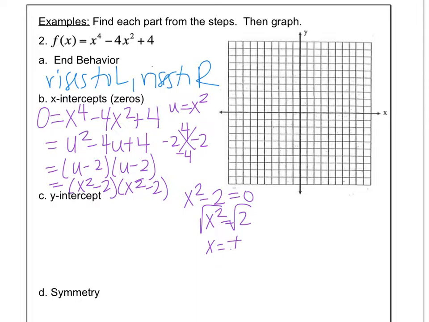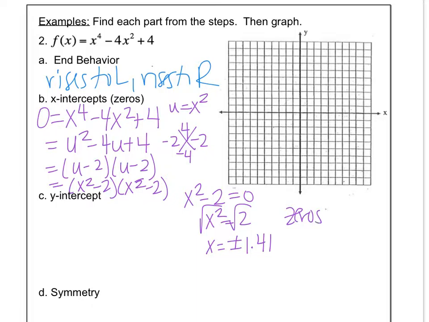In the back of the book, they're probably going to leave it as a radical, but for the point of graphing it, I'm going to make it a decimal. So it's plus or minus 1.4. So we have 2 zeros there, right? Positive 1.4 and negative 1.4.